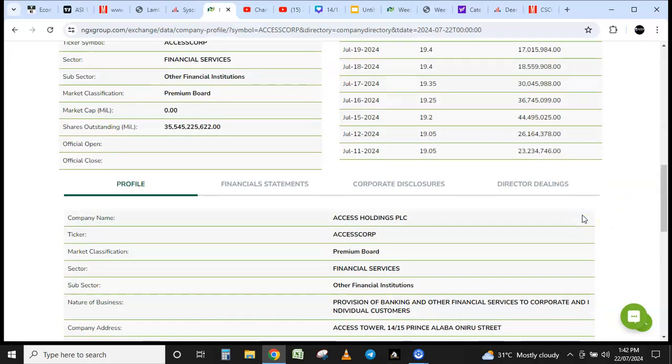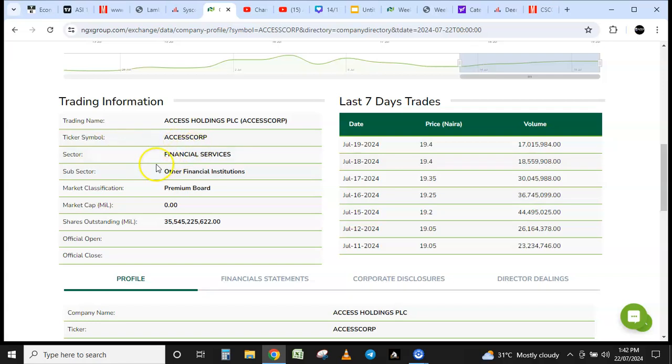So this is it. You see Access, this is the ticker, this is the sector under financial. Then the subsector, which is a kind of industry: they are under financial, other financial institutions. That means they do more than banking. There's another one you pull up here where you see only banking. So it means Access is bigger. That's why it's a kind of conglomerate.